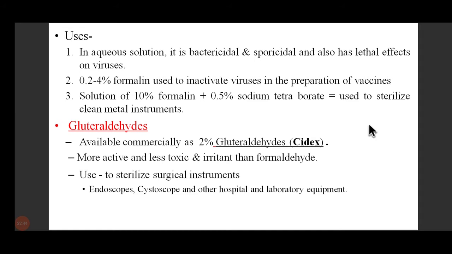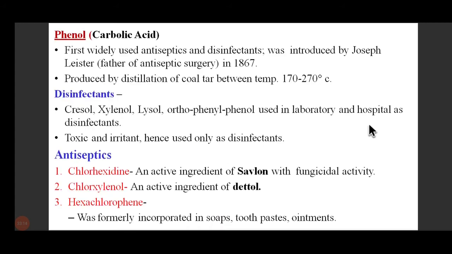Next, moving on to glutaraldehyde. Again, when you attend your practical classes, we also have this Sidex bottle, which is available in your Grand Viva tray, and we show it to you in your practical classes also. It is available by the brand name Sidex in the concentration of 2% glutaraldehyde. It is more active and less toxic and irritant as compared to formaldehyde. It is used again to sterilize surgical instruments like endoscopes, cystoscopes, and other hospital and laboratory equipment.